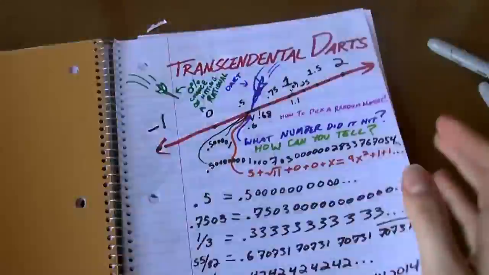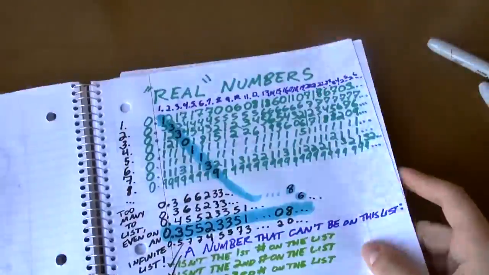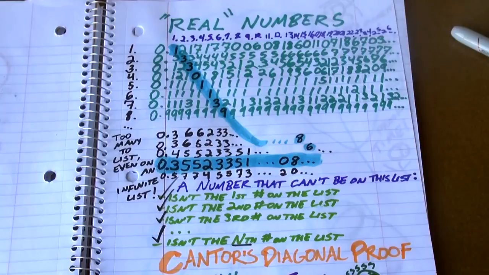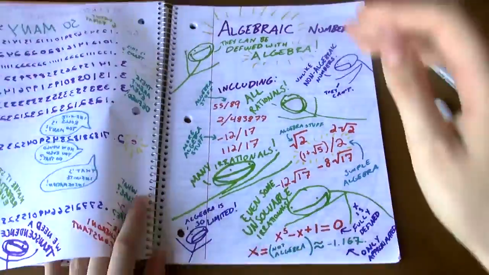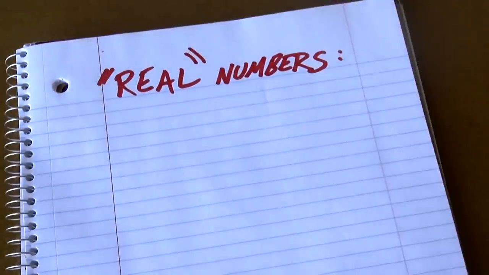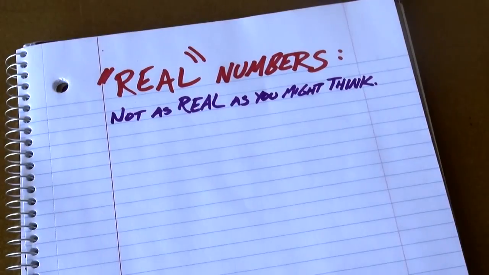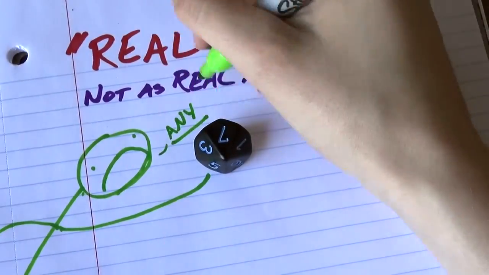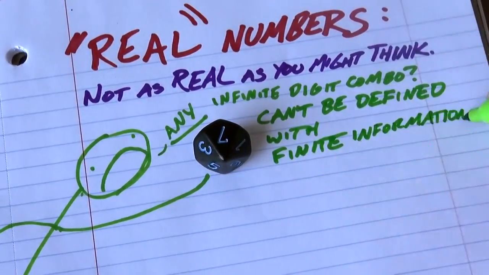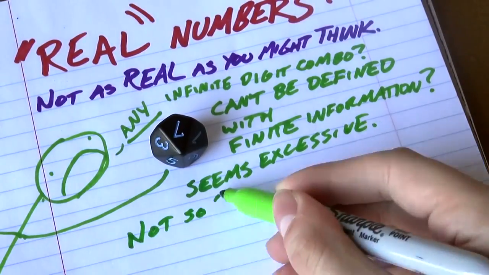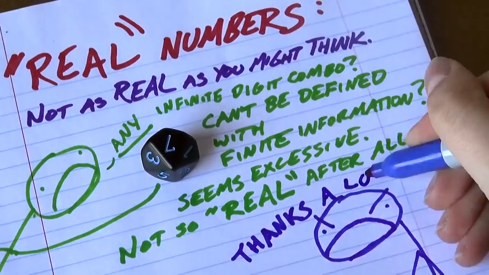Anyway, I think most people's problem with Cantor's diagonal proof is actually a problem with real numbers, with the idea that there are numbers that cannot be defined, that have an arbitrary combination of infinite digits, infinite information, because, yeah, that's pretty weird. Whoever decided to call them real numbers didn't think that one through. Thanks a lot, Descartes.